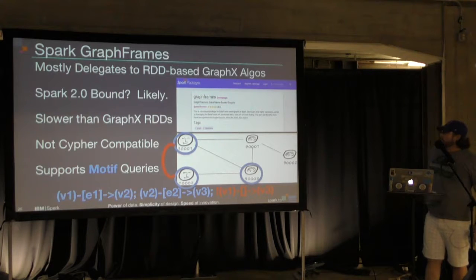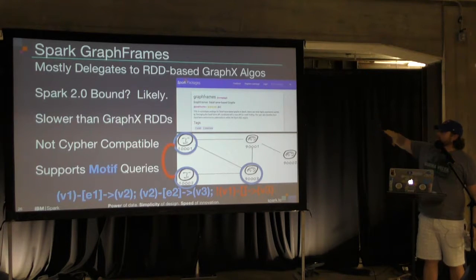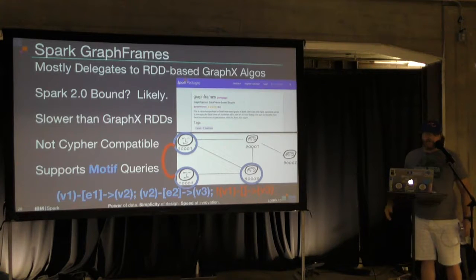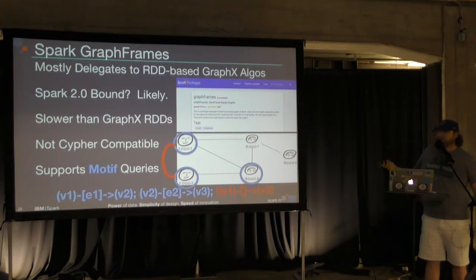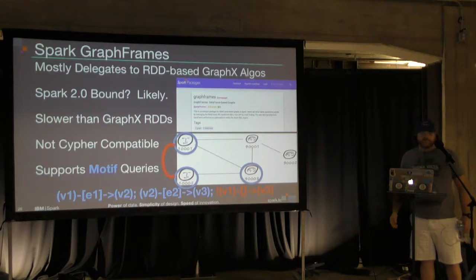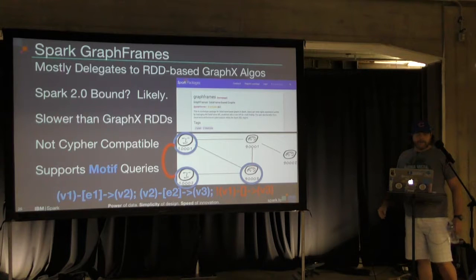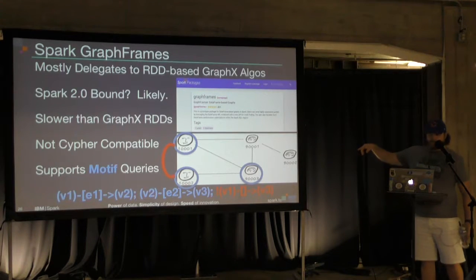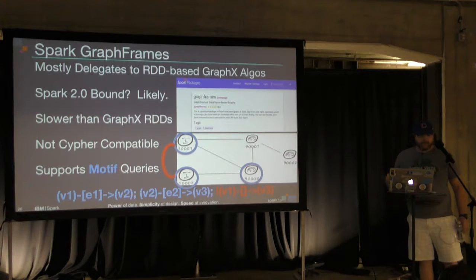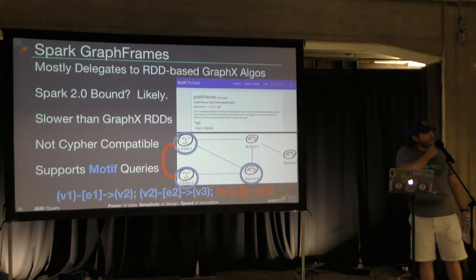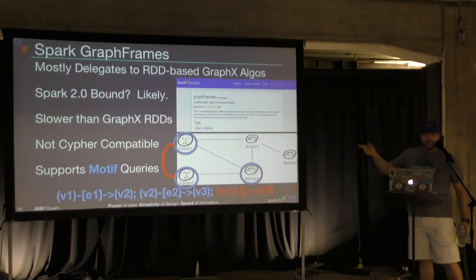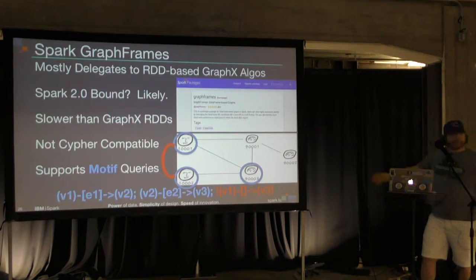So GraphFrames, right now, this is the situation: it mostly delegates to RDD. So that third bullet point, it's actually slower right now than if you just use straight-up GraphX. I think there's a couple of native GraphFrame algorithms. I mentioned at the beginning about Spark 2.0, it's using the internal APIs, which is typically a no-no, so this will probably end up becoming part of Spark 2.0. It's not Cypher compatible, not yet. There are plans. But you can do motif queries, which is sort of Cypher-esque, I guess.